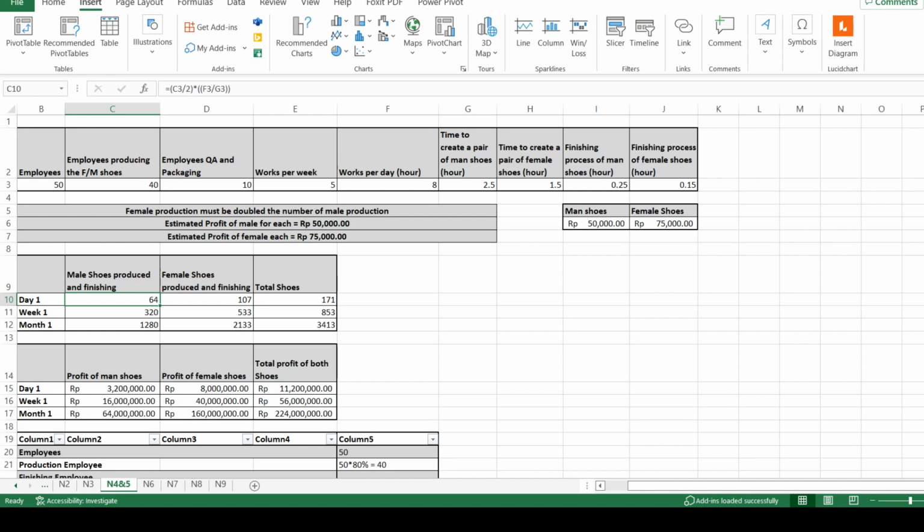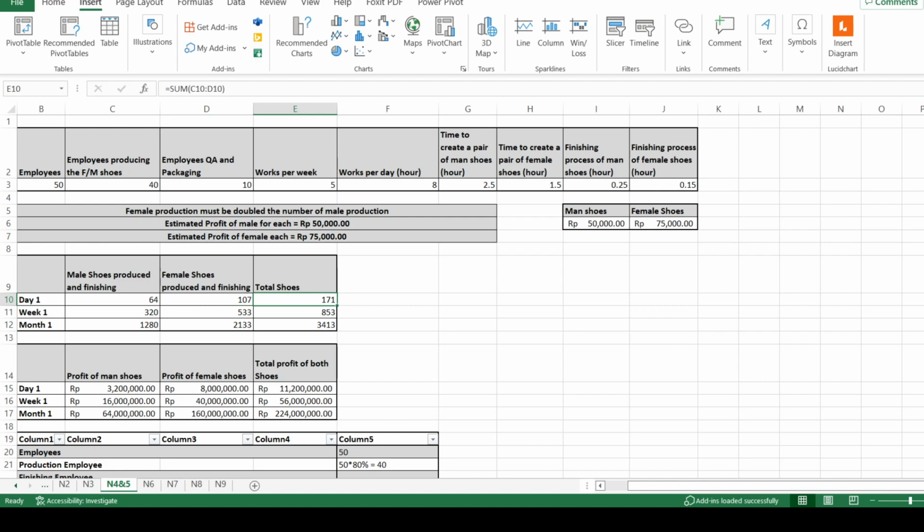F3 is the workday, how many hours per day, and G3 is the time to create a pair of man shoes. So this is the man shoes. I divided to get how many shoes are going to be produced in 8 hours. In one day is 8 hours, and this is how much they produce, and this is the female one, and then this is the total shoes.